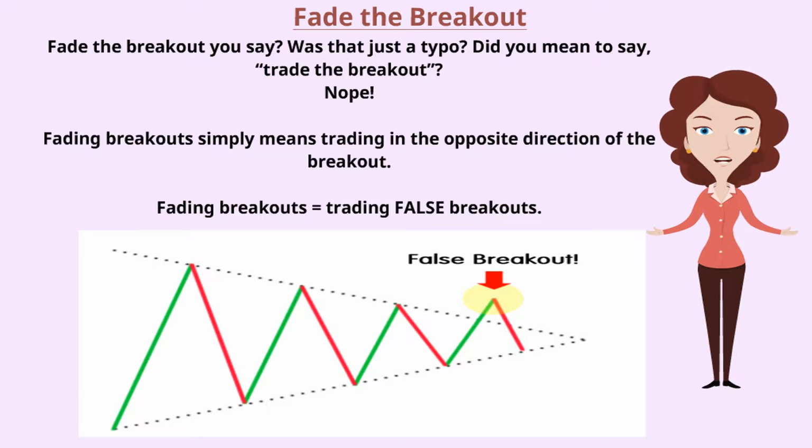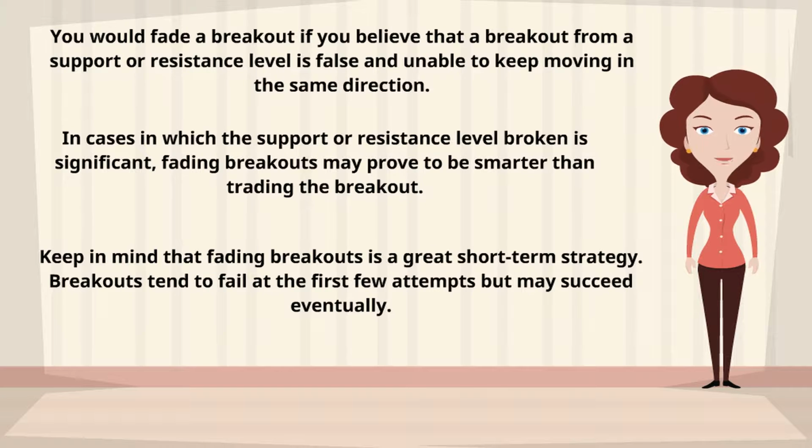Fade the breakout, you say? Was that just a typo? Did you mean to say, trade the breakout? Nope. Fading breakout simply means trading in the opposite direction of the breakout. Fading breakouts equals trading false breakouts. You would fade a breakout if you believe that a breakout from a support or resistance level is false and unable to keep moving in the same direction.